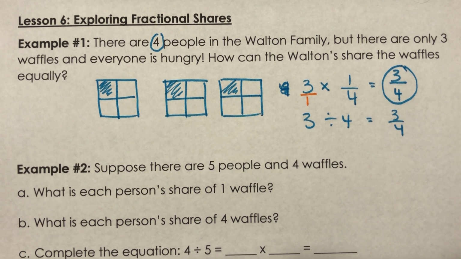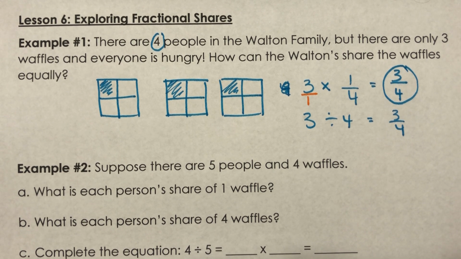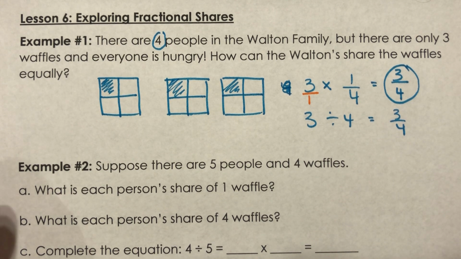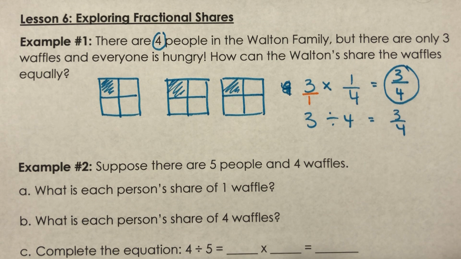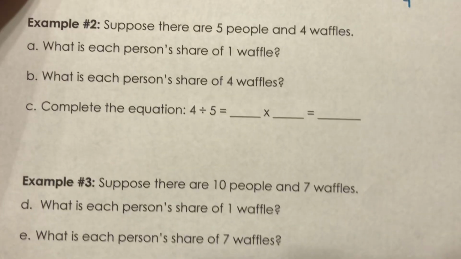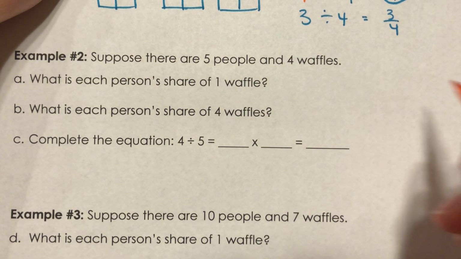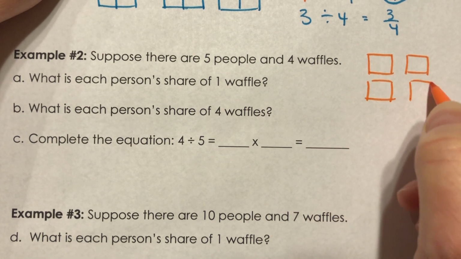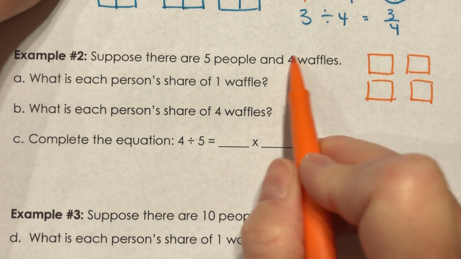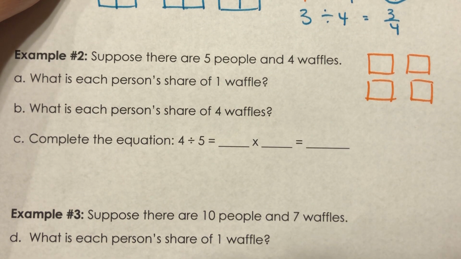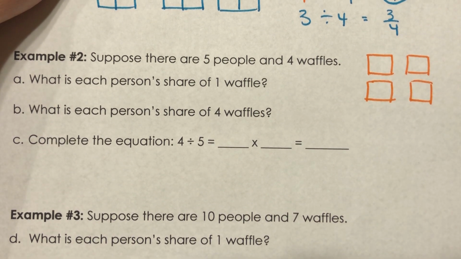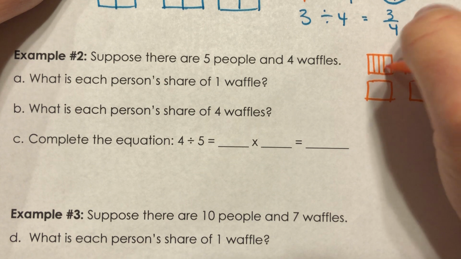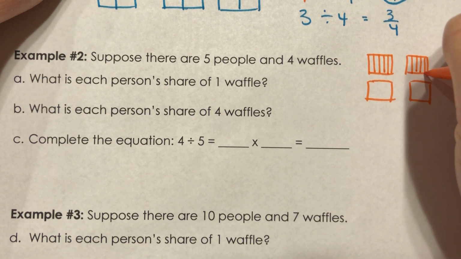All right, example number 2. Hopefully you get some waffles for dinner tonight or something, because this is gonna make you want waffles. Example number 2, suppose there are 5 people and 4 waffles. Letter A says, what is each person's share of 1 waffle? So picture this. If there are 5 people and 4 waffles, we can draw our 4 waffles. Let's do that. We have 4 waffles. And now we want to share these 4 waffles between 5 people. So how many pieces do we need to cut up each waffle into if we're going to share between 5 people? Yes, 5. So I'm going to draw 4 lines. You should too, to make 5 pieces.